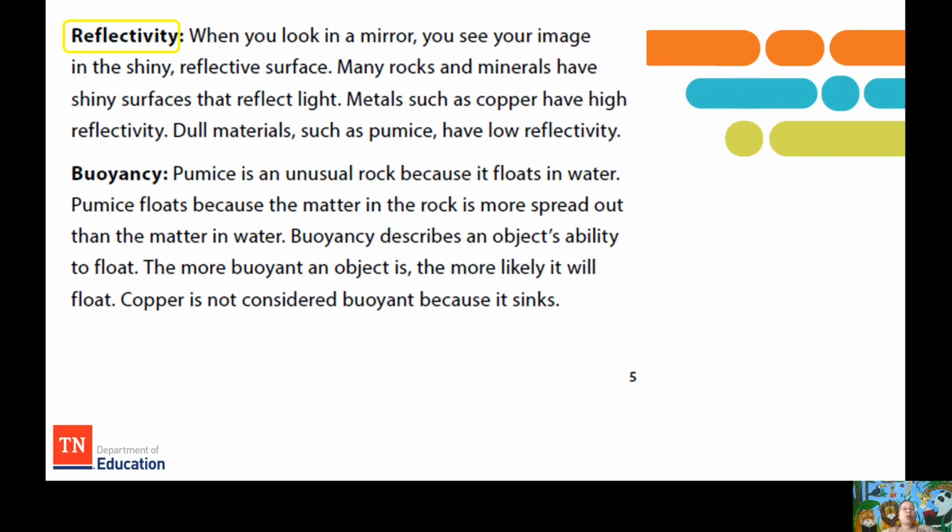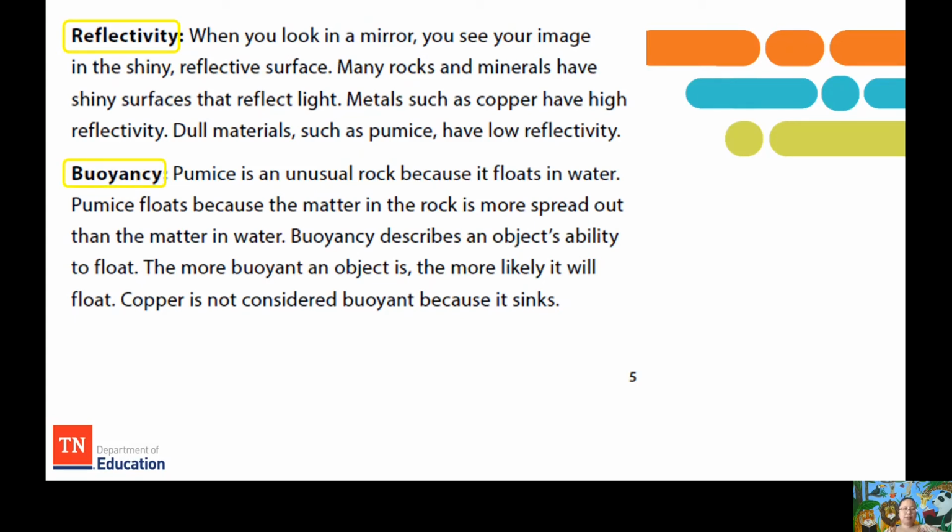Reflectivity. When you look in the mirror, you see your image in a shiny, reflective surface. Many rocks and minerals have shiny surfaces that reflect light. Metals, such as copper, have high reflectivity. Dull materials, such as pumice, have low reflectivity.